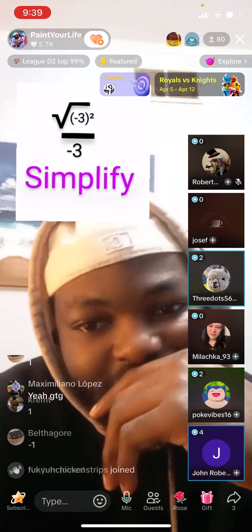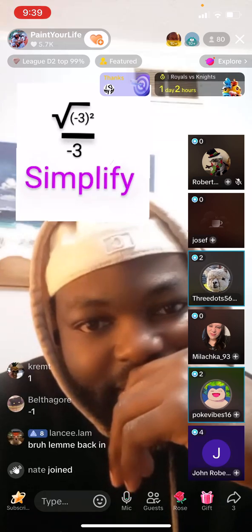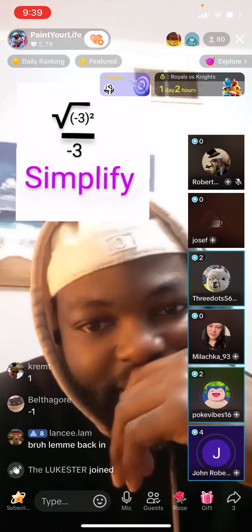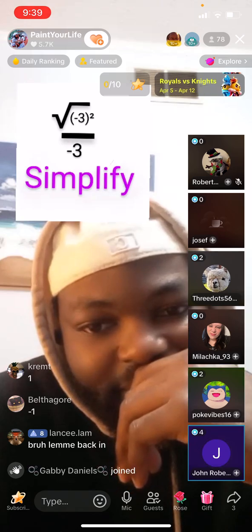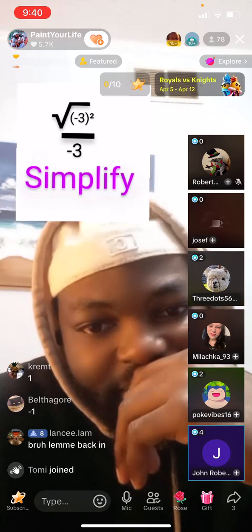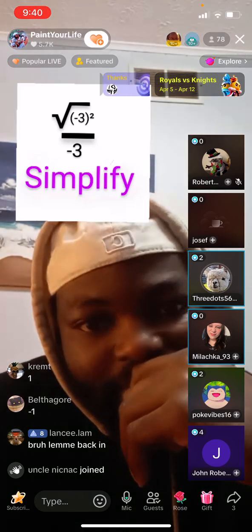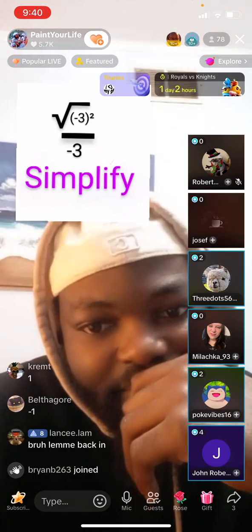Yo, wait, guys, isn't the square root of -9 imaginary? The square root of -9 is imaginary. It's 3i. Isn't it like -3i or something like that? No, it's just 3i.